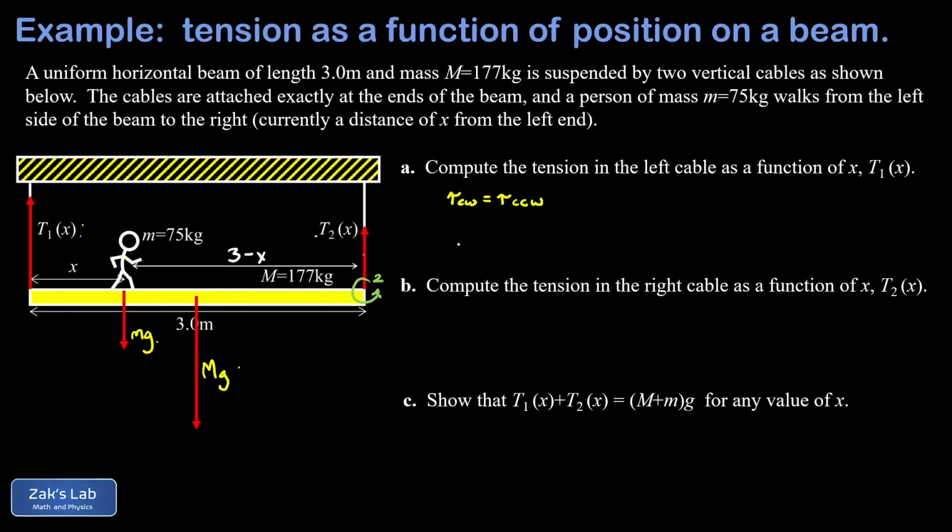Well, the only clockwise torque with respect to the right end of the beam is caused by T1. So I have T1 of x. Remember, that is not saying T1 multiplied by x. It's just highlighting the function notation because T1 depends on x. That force has a lever arm of 3 meters. So T1 of x times 3 is equal to the sum of the counterclockwise torques. And here I have mg, the weight of the person, at a distance of 3 minus x from the rotation axis. And then the weight of the beam, capital Mg, times its lever arm, and that's located at the center of this uniform beam, which is 1.5 meters from the edge. So we can plug in our numbers and find T1 as a function of x.